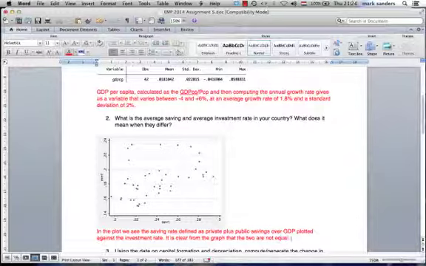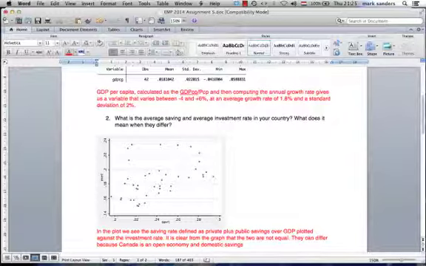Now you have to think what that means. What does it mean when they differ? They can differ because Canada is an open economy and domestic savings need not be equal to domestic investment.